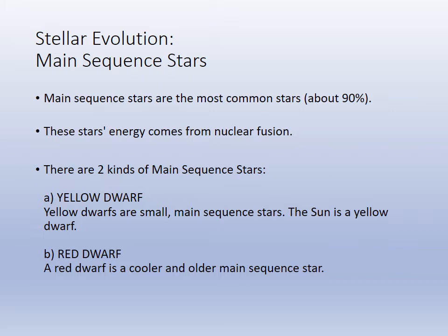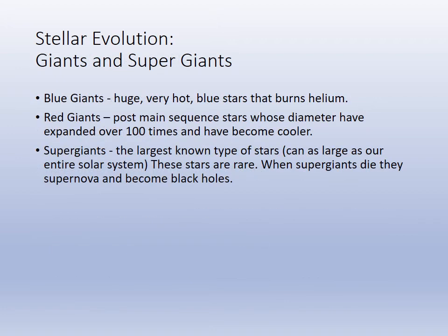Nuclear fusion is where the energy comes from. Giants and supergiants, the larger ones, the blue giants and the red giants. Blue giants are burning helium. Red giants, like Betelgeuse is a red giant, and its width is almost the size of Jupiter's orbit, so big. Supergiants then are the largest, the rarest, and when they die, they become the black holes.